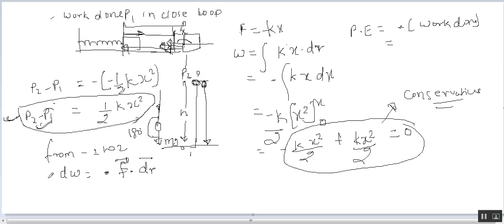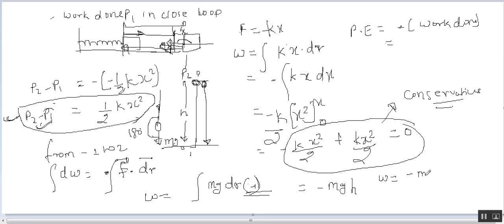So if I integrate this, W will be, F is mg, and the dot product with dr will be mg dr. What is the angle between them? cos 180, that will be minus 1. So this will be minus mg dr, integrated from 0 to h, so this will be minus mgh. So what is the work done? Work done by gravity will be minus mgh.